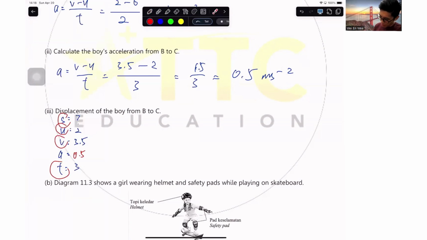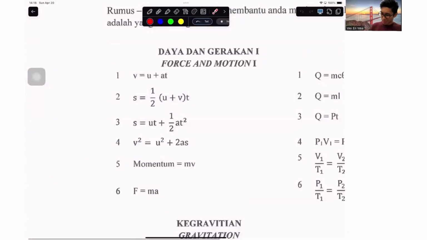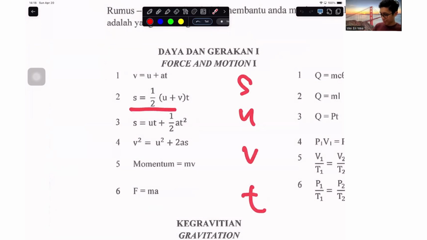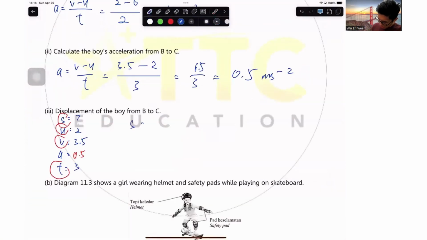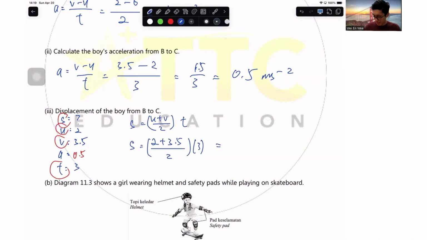So we choose the formula with s, u, v, and t. No a. This one, so I'm just going to copy the formula down. s equals u plus v divided by 2 times t, 2 plus 3.5 divided by 2. Okay, give me your answer so that I can compare them with each other. Otherwise, we don't know whether it's correct or not.